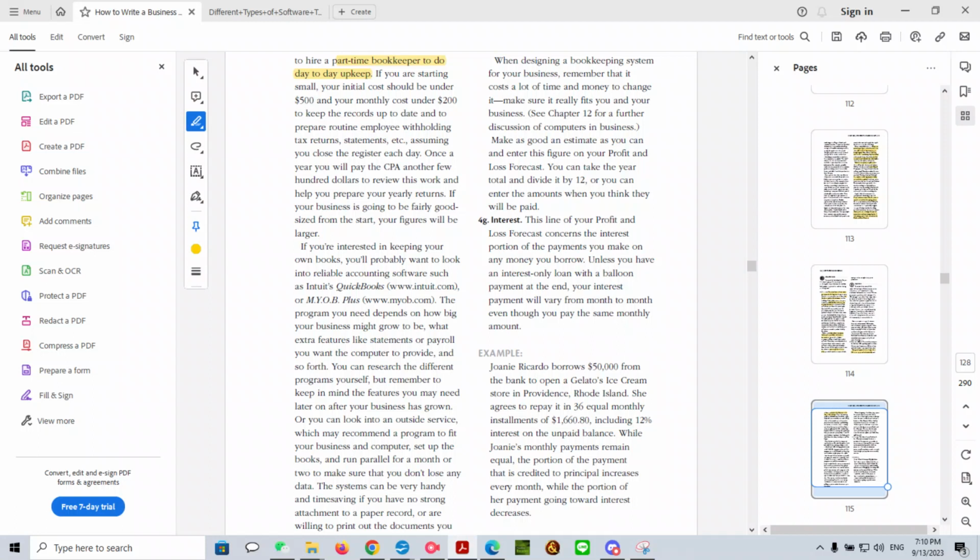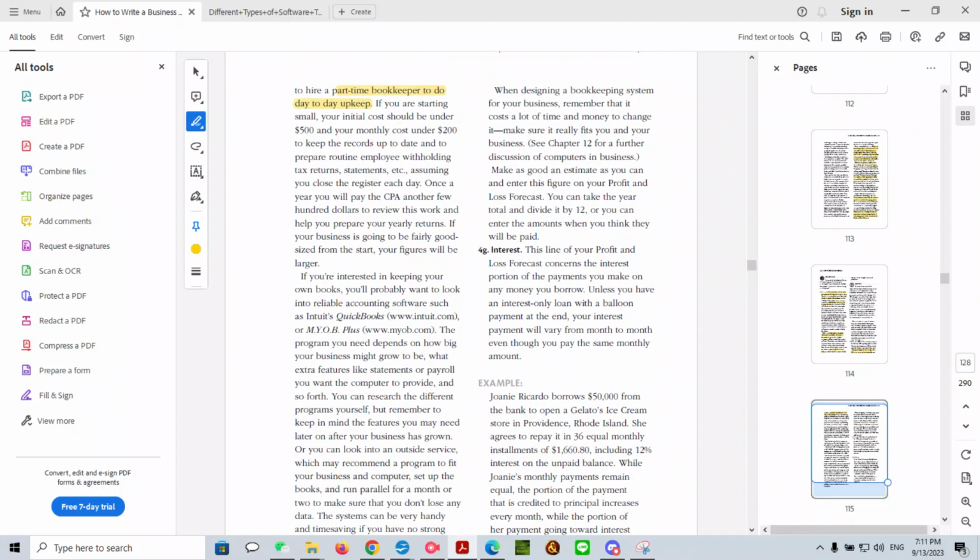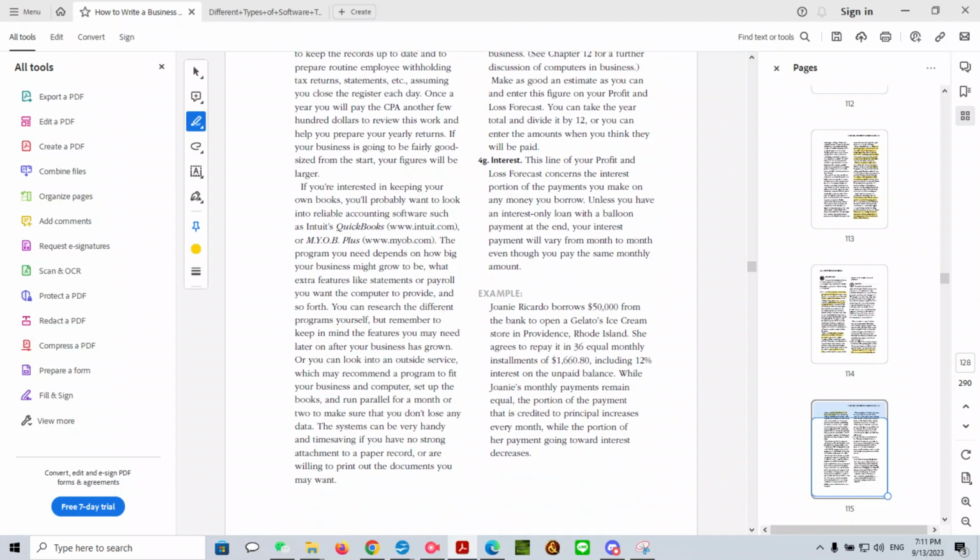So yes, if your business grows enough, you'll have extra features such as statements and payrolls you want the computer to provide, and so forth. You'll need to research different programs. Once a business grows, you probably want to use a computer program. If it's small, you could just write it down, but I recommend you type it into the computer. That way, you have a record of it and can back it up on a cloud or some sort of software backup solution. You can have it locally on a device and/or on the cloud, which is a website where you back up your information.